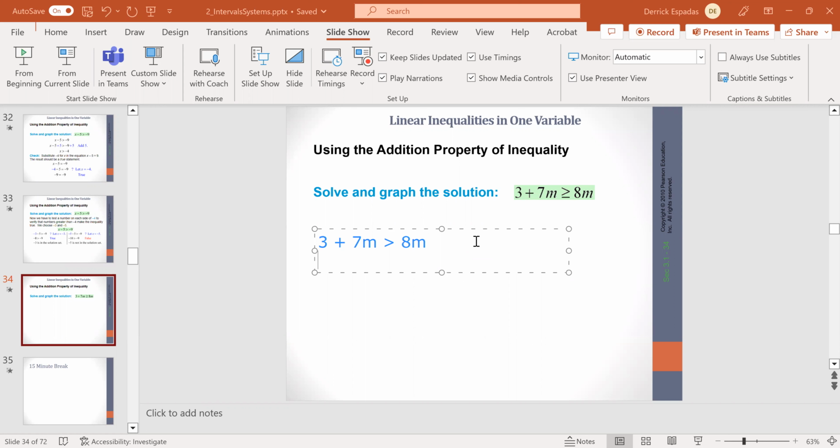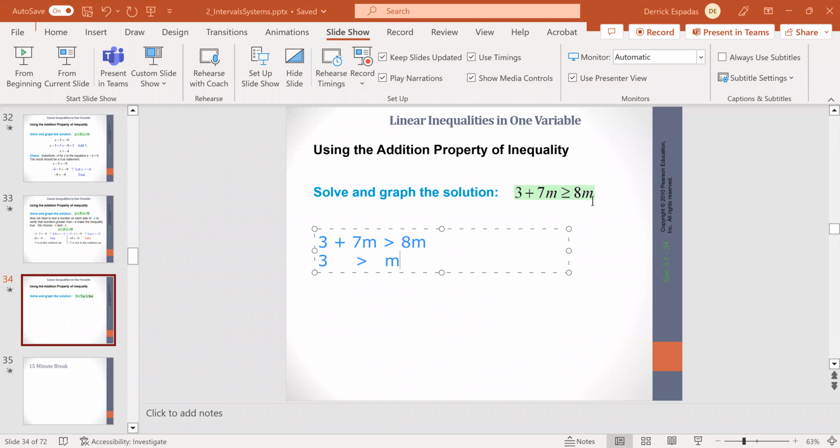So remember, we can do anything we want. We just have to do it at both sides. So to get rid of that 7m, I'm going to subtract 7m's. I just have to do it from both sides. So if I subtract 7m's, so 3 we just leave alone. We're not doing anything with that. 7m minus 7m is going to be 0, which is awesome. So we got rid of the m on one side. But then if we're subtracting 7m from 8m, we're left with an m. And look at that. 3 is greater than m.